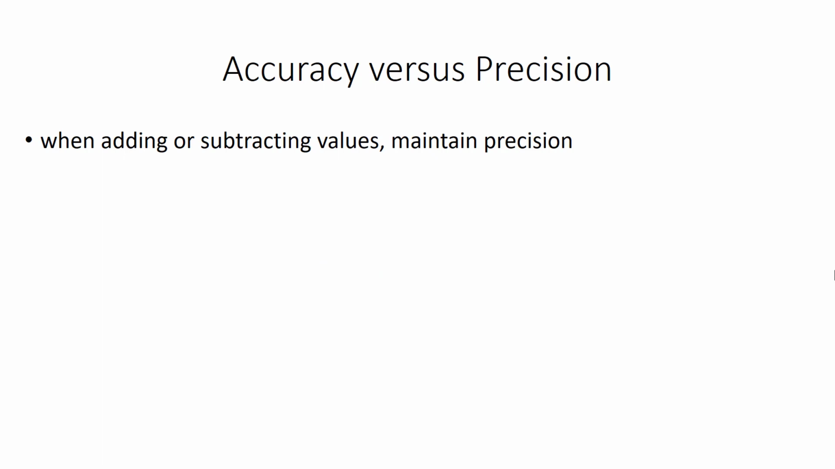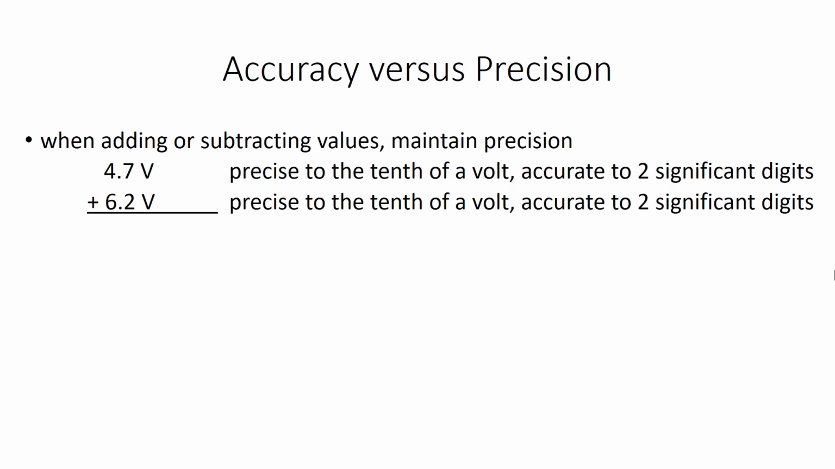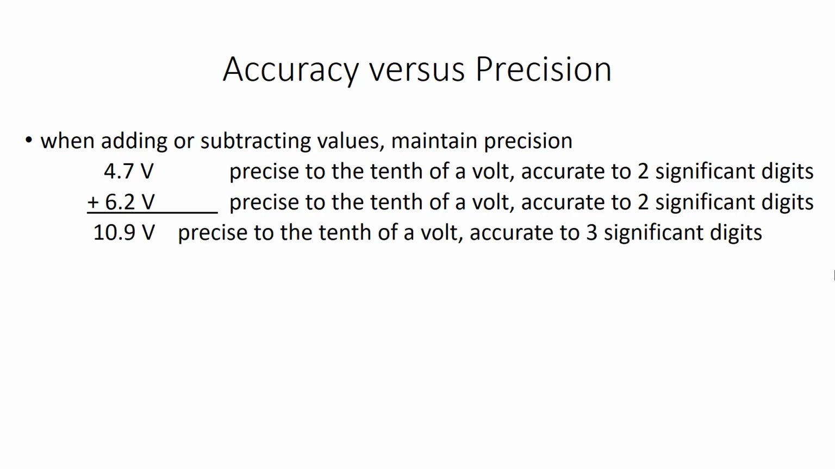When adding or subtracting values, maintain precision. Here's an example of adding 2 voltages. The first one, 4.7 volts, is precise to the nearest tenth of a volt, and it's accurate to 2 significant digits. The second number, 6.2 volts, also precise to a tenth of a volt and accurate to 2 significant digits. When we add those up, though, you get 10.9 volts. When you're adding or subtracting, you keep precision, which is determined by place value. So 10.9 volts is what we would report as our answer.